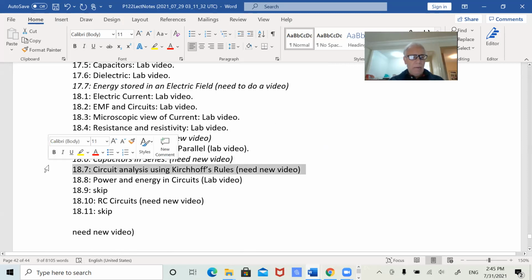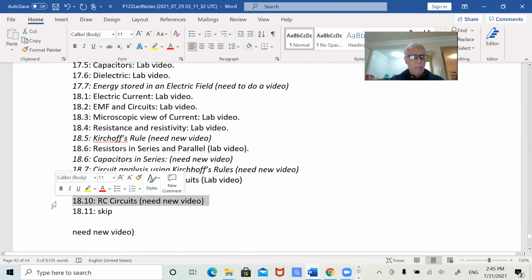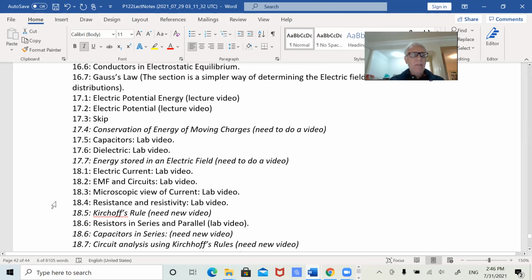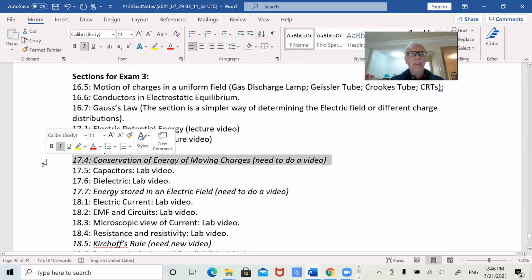Circuit analysis using Kirchhoff's rule. We need a video for that. And this one, we have a lab video as well. In RC circuit, I'm going to need a video also. I'm going to do a lab for that as well. So let's start with the video on conservation of energy of moving charges.